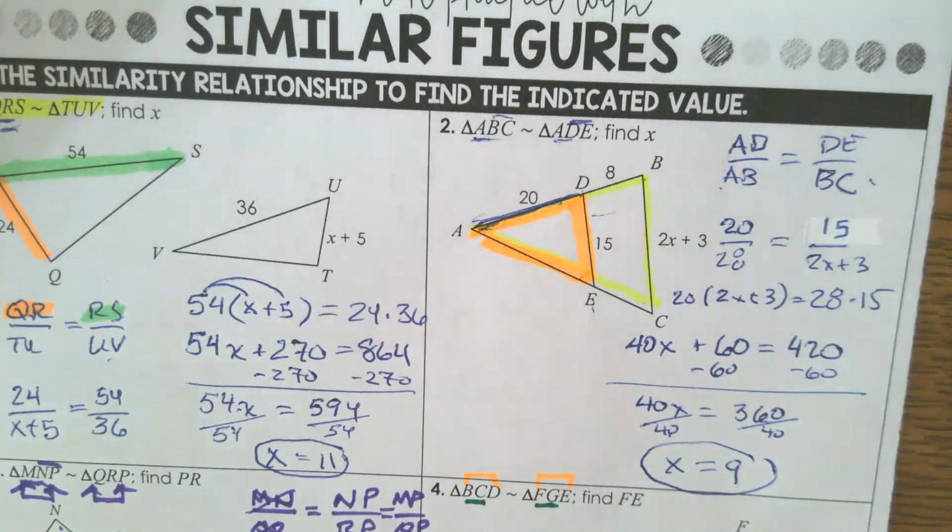Please make sure you've done problems 1 through 4 on this page. And then glue this into your book. This is day 72.